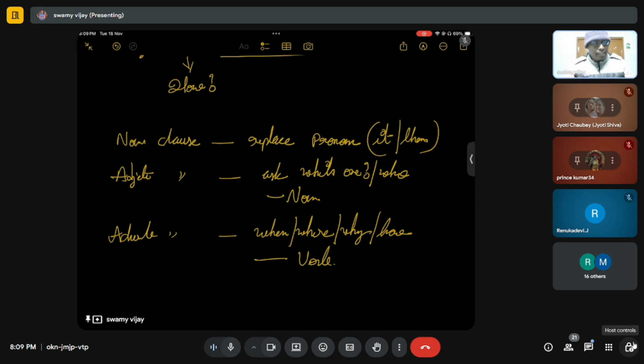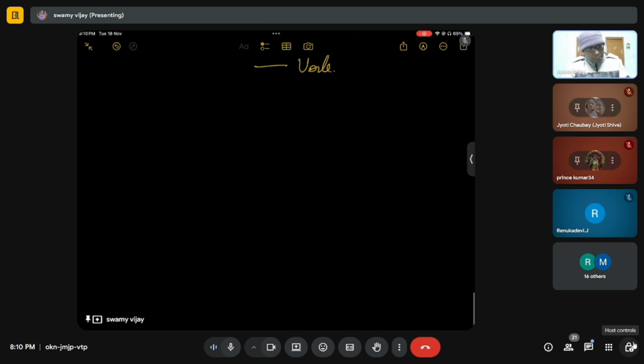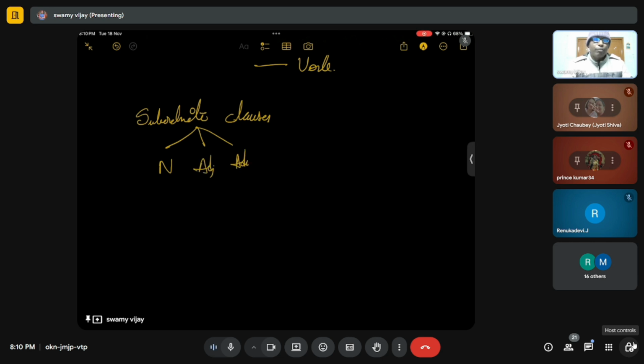Let me take 10 or 15 minutes. Now after understanding these noun clauses, adjective clauses and adverb clauses, these are actually, in another way, all subordinate clauses. Now these subordinate clauses are of three different types that we understood: noun clause, adjective clause, and adverb clause.